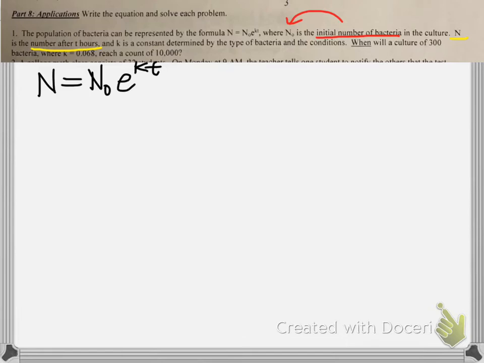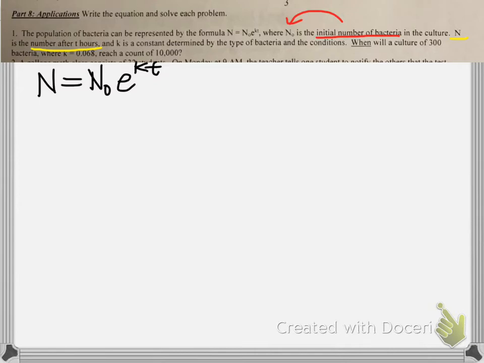And then N is a number after t hours. So this is the yellow part. That's after t hours, right? And k is a constant. So constant, it's always going to stay like that. K, no matter how many years and stuff like that, k is still going to stay the same.